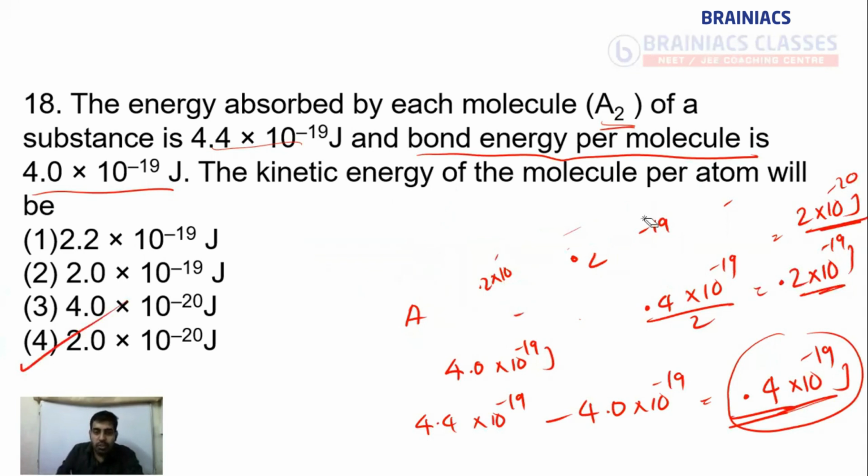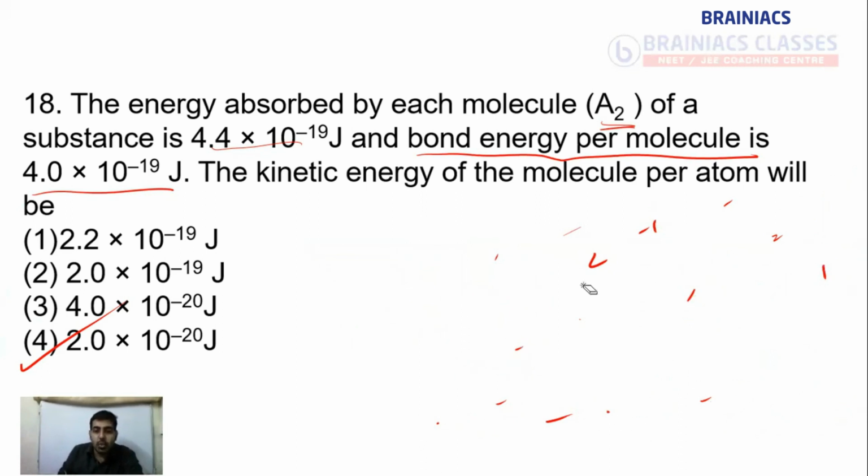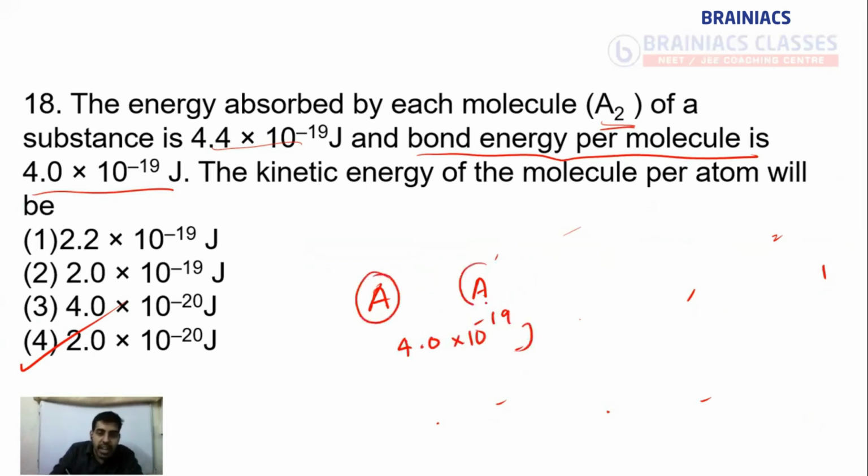I'll explain once more, finally, for the last time. Please listen carefully. Here we have a molecule, A2, which has a bond. The energy required to break this bond is 4.0 into 10 raised to minus 19. After cleavage, they will exist as A atoms. We are supplying 4.4 into 10 raised to minus 19 joules, and it absorbs 4.0 into 10 raised to minus 19 joules.